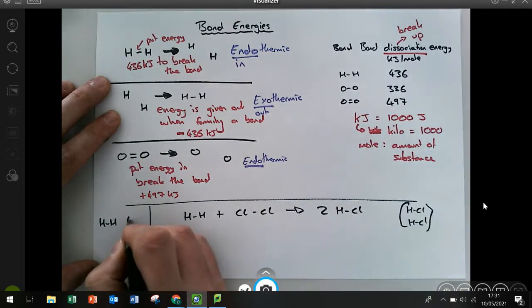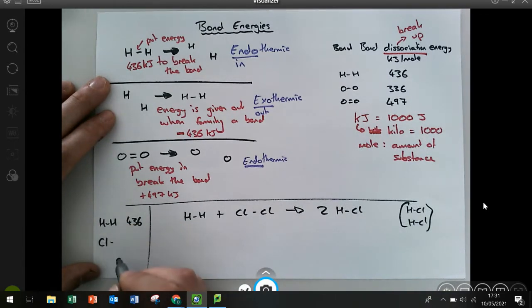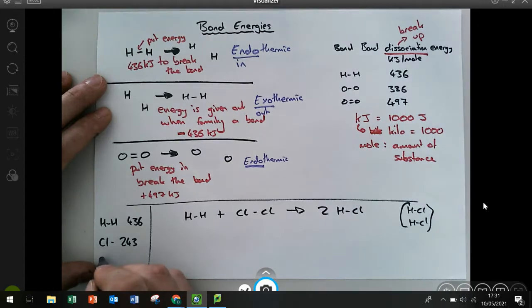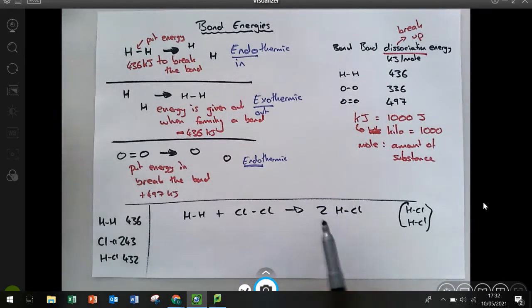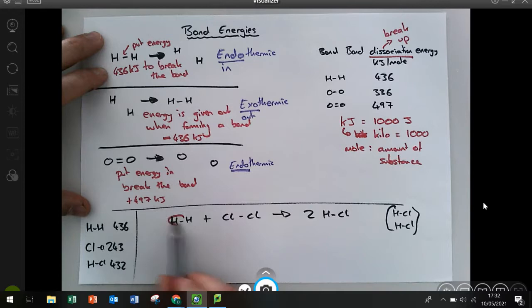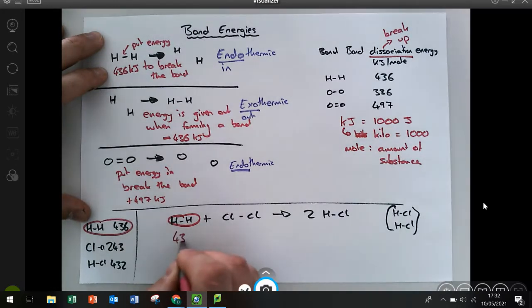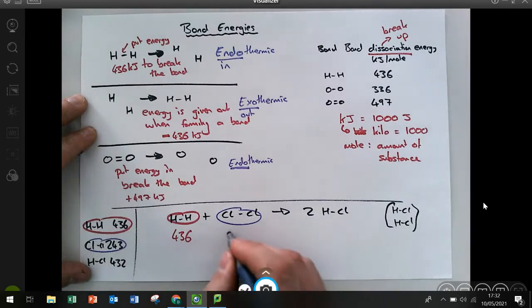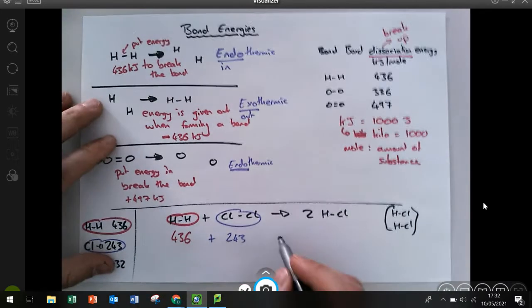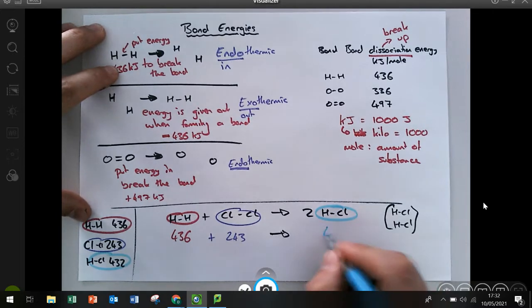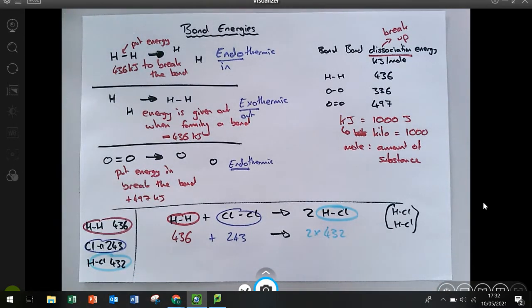So I know what the values are. Hydrogen is here, that's 436. And chlorine, I've written down, and it's 243. And then HCl is another type of bond. This one is 432. So how can I work out the energy difference? Well, I just need to identify all the bonds and start listing the energy. So we've got H-H, this is 436. Cl-Cl, this is 243. And then that's going to form 2 lots of HCl. So HCl is 432, and I've got 2 of them, so 2 times 432.